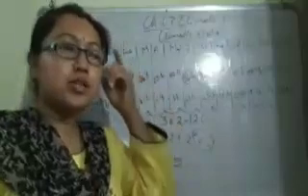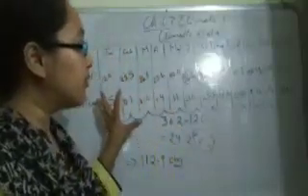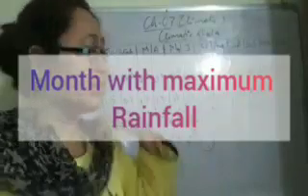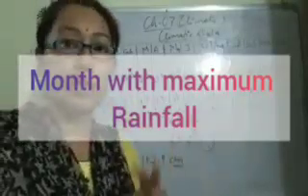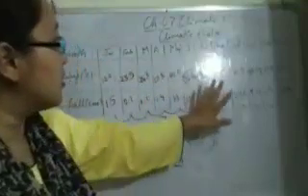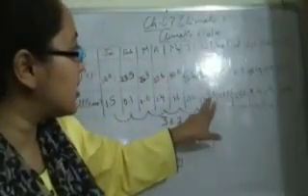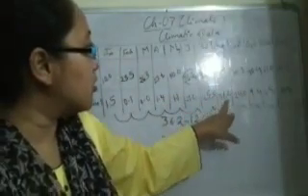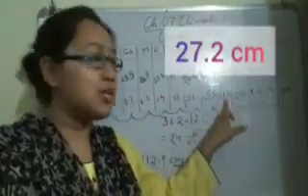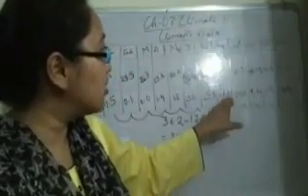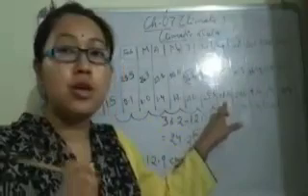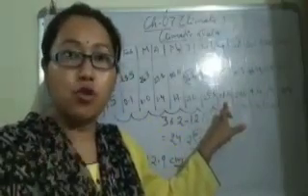Now, the next question is, which month has the maximum rainfall? You just go through this climatic data. Now you see the rainfall column here. The maximum rainfall is 27.2 centimeters, and this occurred in August. So you are going to write August, right? And you are going to write down the rainfall also.